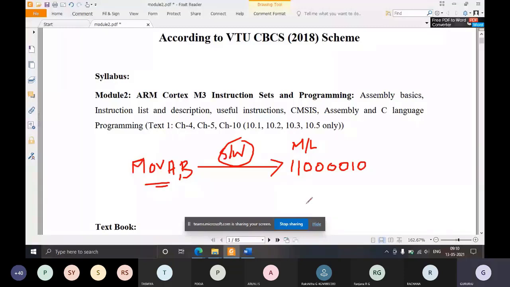So you can see here, how many bits are in the converted code? Once assembly is converted to machine level, this instruction move a comma b is converted to how many bit code? If you see it properly, it is a 4-bit code. Sorry, 8-bit code: 11000010. That is why we call this instruction move a comma b an 8-bit instruction.